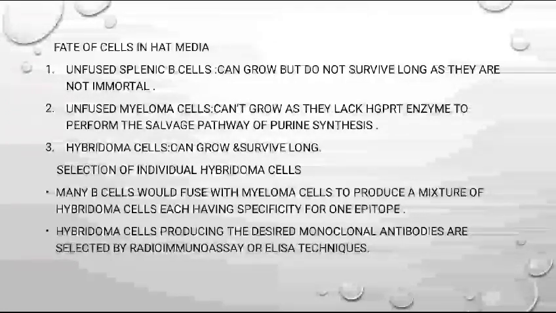For the selection of individual hybridoma cells, many B cells fuse with myeloma cells to produce a mixture of hybridoma cells, each having specificity for one epitope. Hybridoma cells producing the desired monoclonal antibodies are selected by radioimmunoassay or ELISA technique.